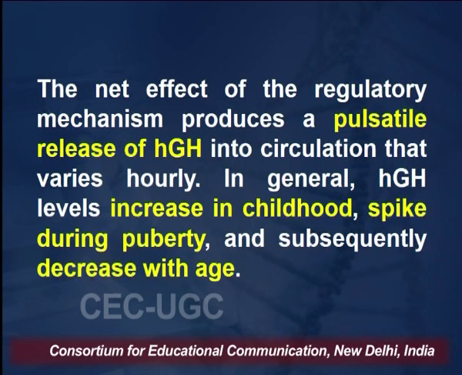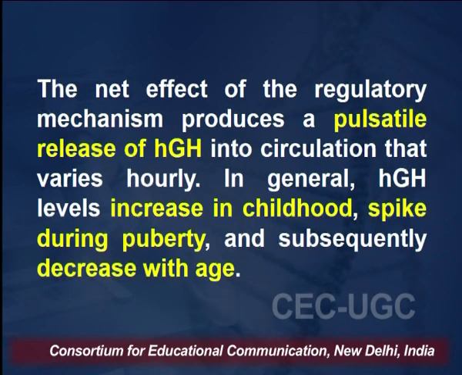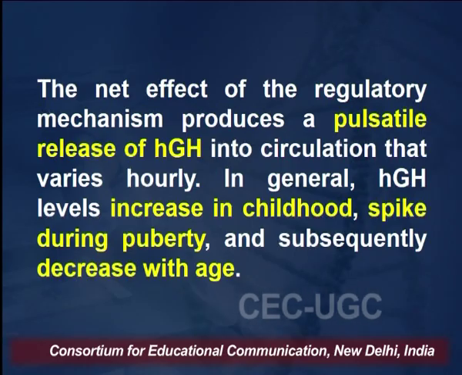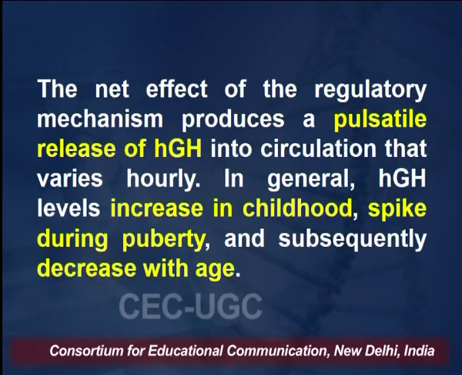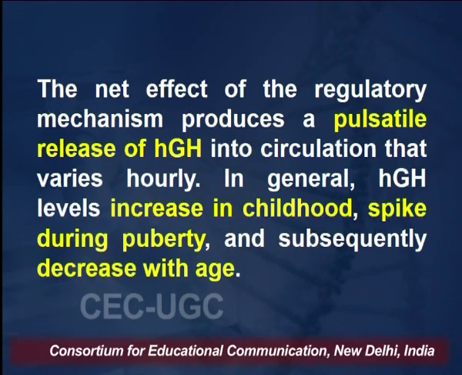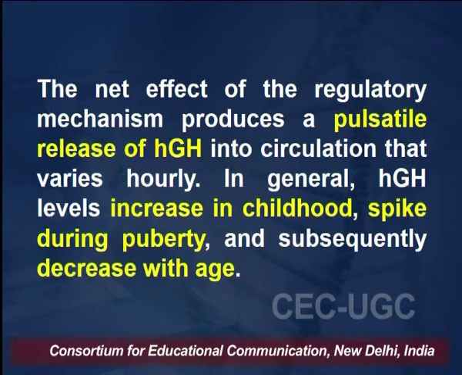to understand the entire system better. Now, the net effect of the regulatory mechanism produces a pulsatile release of HGH into circulation that varies hourly. As I said, it is not continuously released, but there is a rhythmic release of HGH. In general, HGH levels increase in childhood, and therefore you observe a major increase in the height or general growth of an individual from child to adult. There is a spike during puberty, and in puberty other hormones are also released, the estrogen and the testosterone, which again influence growth and height.